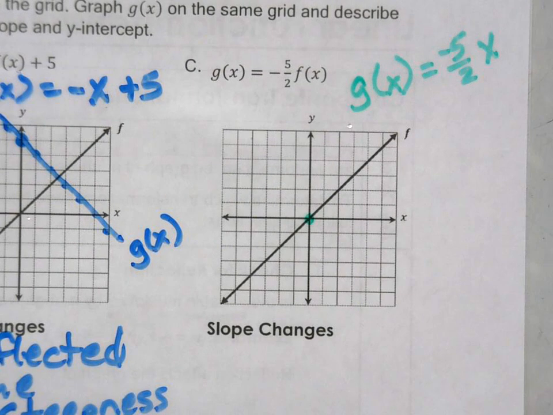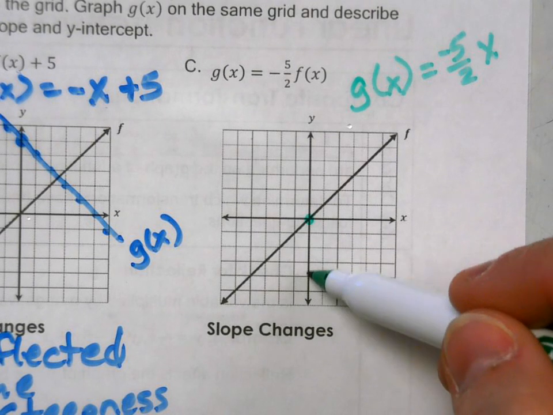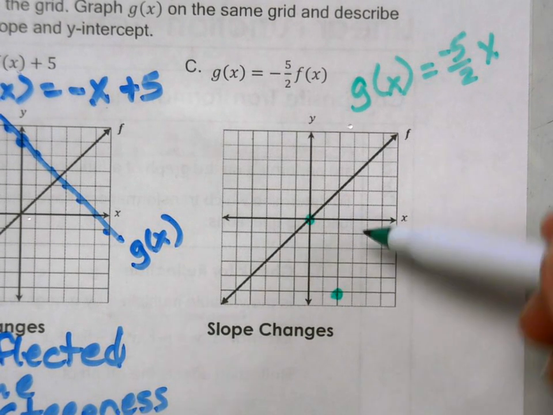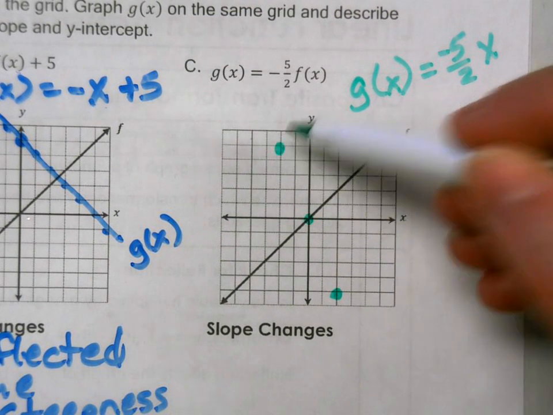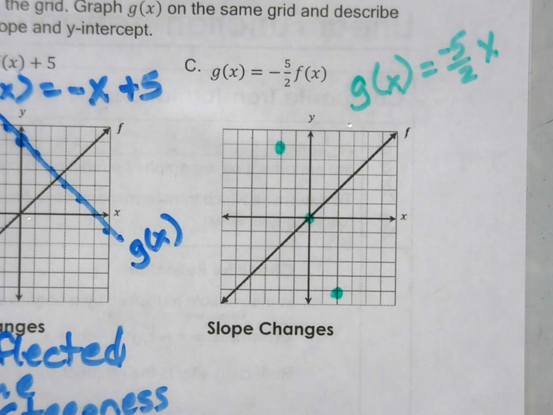So then, how do I go from there? Down 5 over 2. Okay. And then go the other direction, up 5, back 2, to get you a third point.